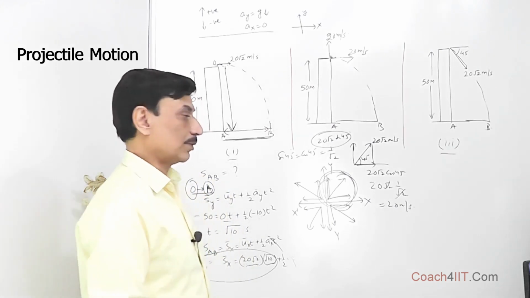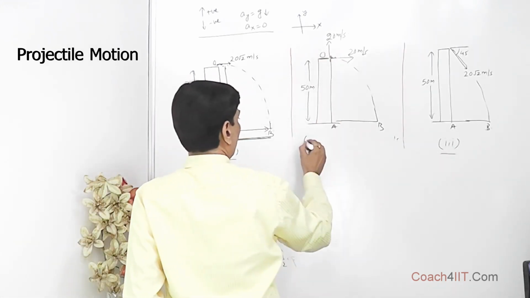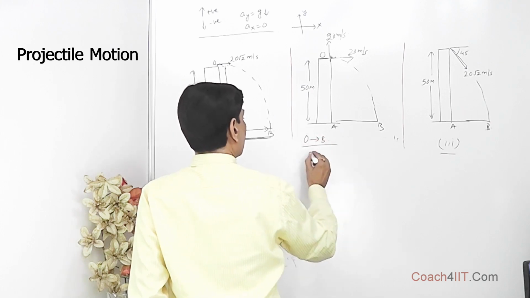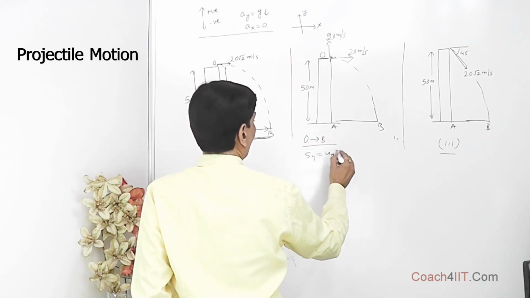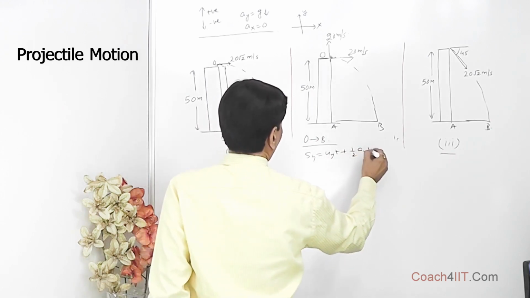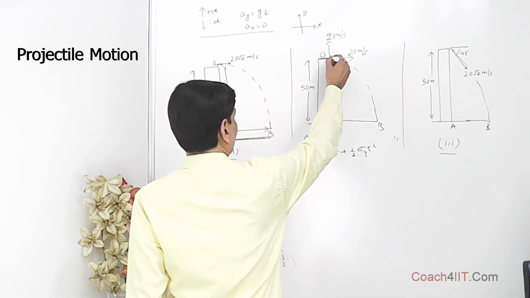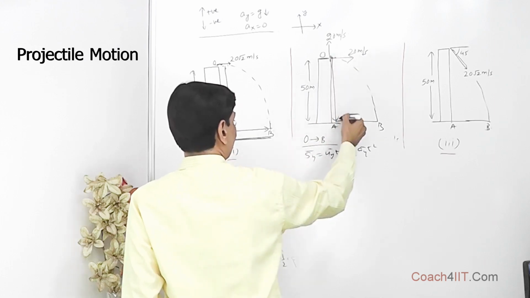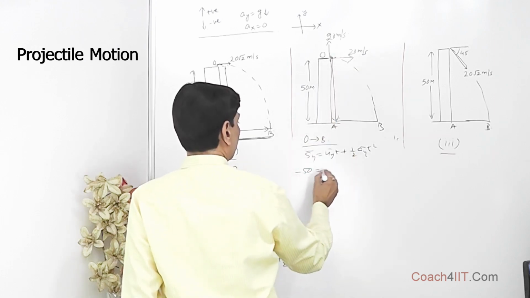Let's write the equations. So if we call this as O, from O to B, we say Sy is equal to uyt plus half ayt square. What is Sy? From here to here along the y-axis it has gone down, so it is minus 50.